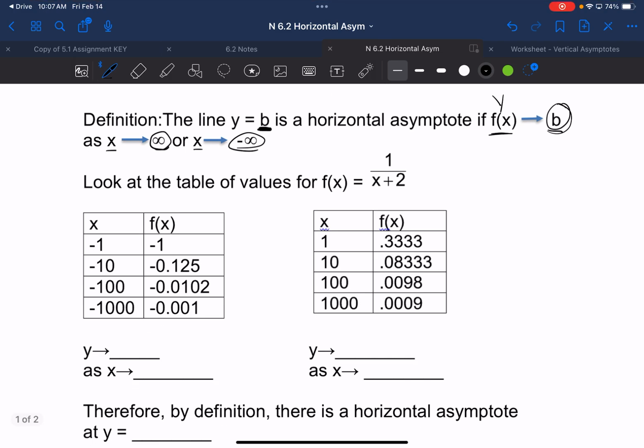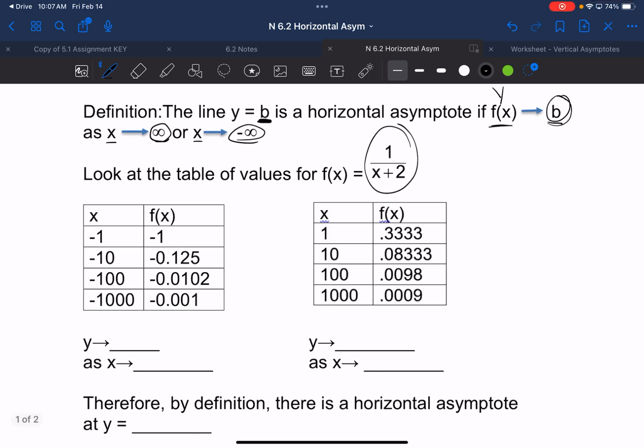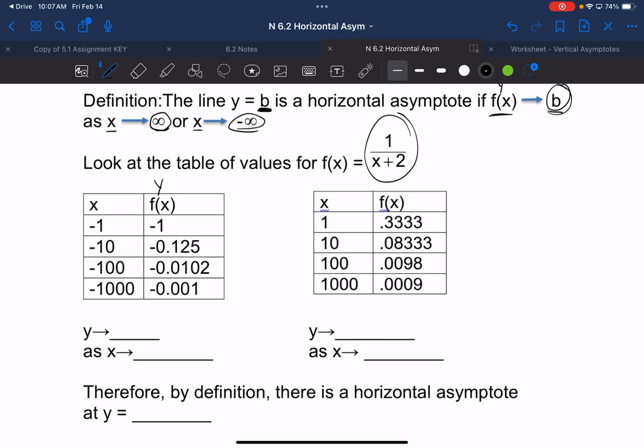So they put together some tables for us for this particular function. So it says, as y approaches blank. Remember, f of x is the same thing as y. So I'm looking at the second column here. All right, looks like we started at -1. Then I went to negative 0.125, negative 0.0102, negative 0.001. What am I getting closer and closer to? 0. Okay, so I would say that we are approaching 0 in our y column.